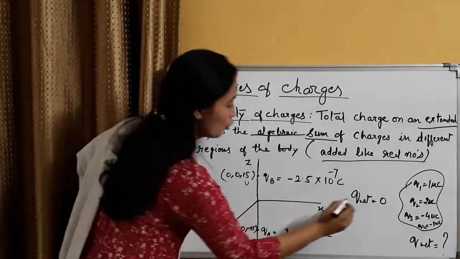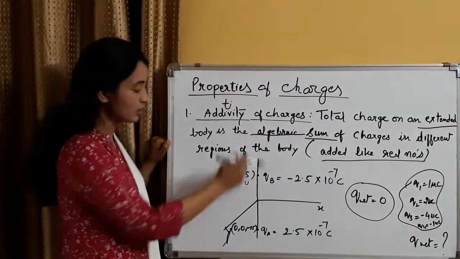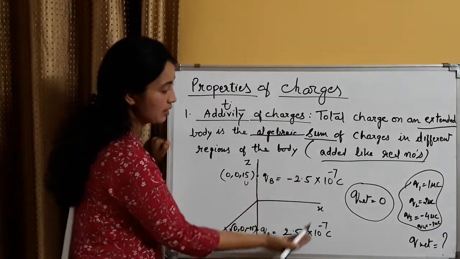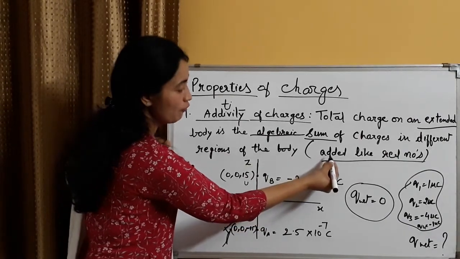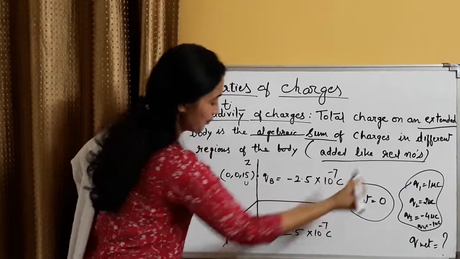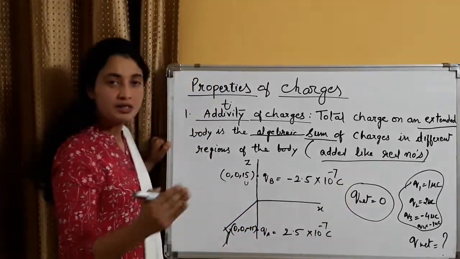Now if I ask you what is the net charge over this line, or what is the linear charge on this system, the obvious answer on the application of this concept is charges are added like real numbers. So plus 2.5 minus 2.5, the answer comes out to be 0.